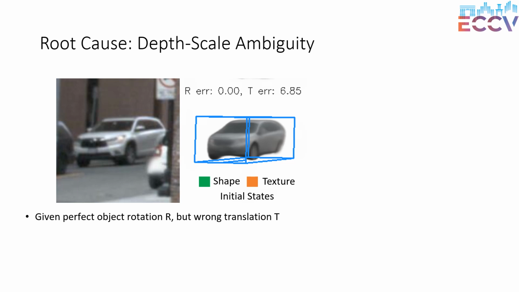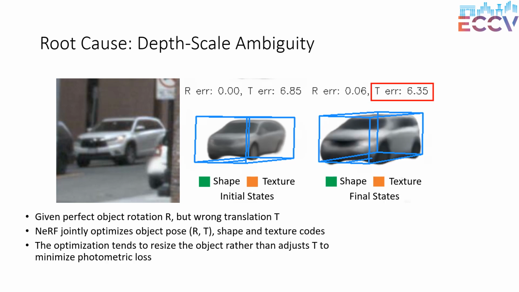In this paper, we identified the root cause of the issue as the well-known depth scale ambiguity in monocular 3D vision. For example, when object rotation R is perfect, but translation T is inaccurate, we allow NeRF to jointly optimize RT and the object's shape and texture. However, we observe that the optimization tends to resize the object rather than adjust the translation to minimize photometric loss.